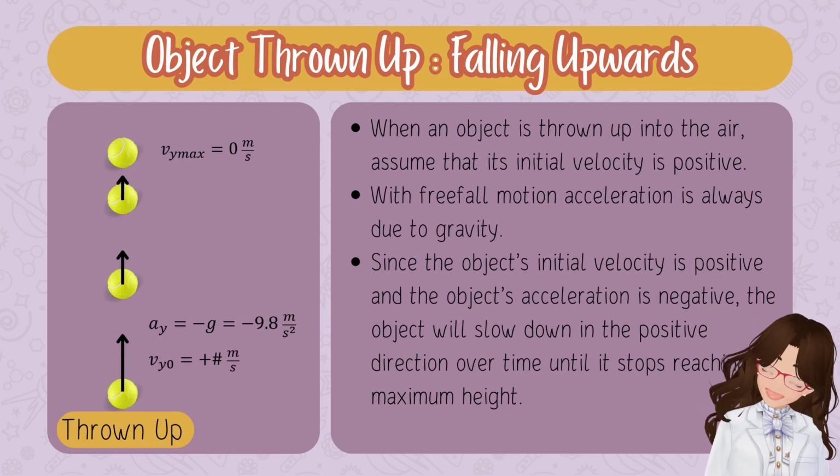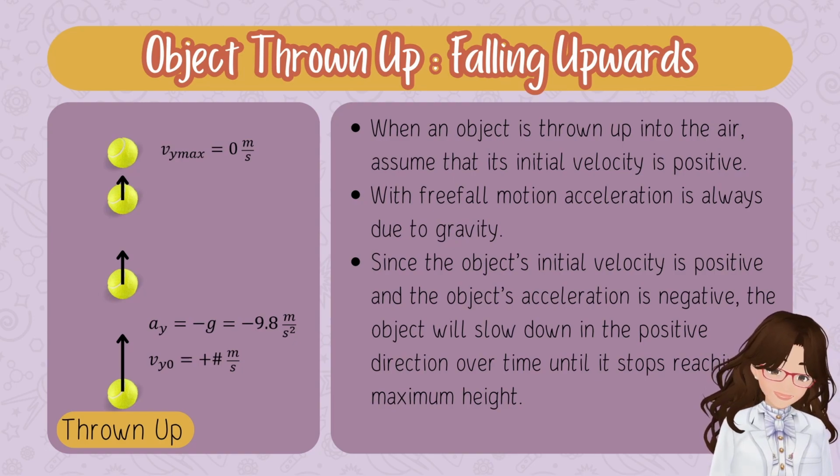At the maximum height, we know that its velocity is going to be zero because after it reaches its maximum height, it's going to start to fall down. And that means in order to change from a positive velocity to a negative velocity, it's going to pass through zero.